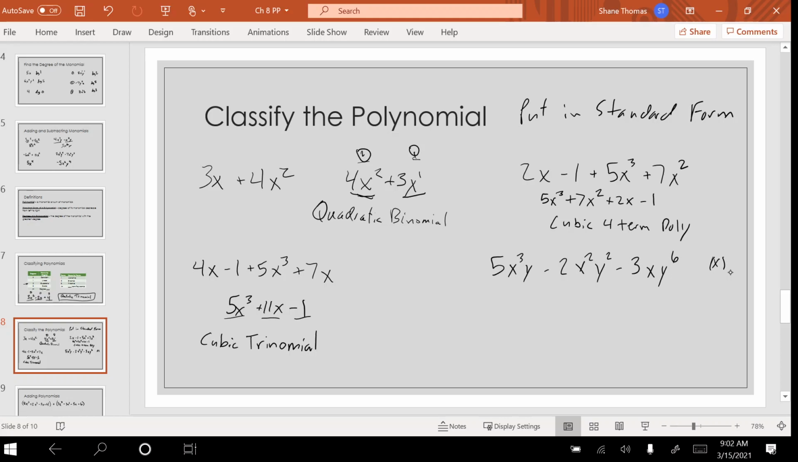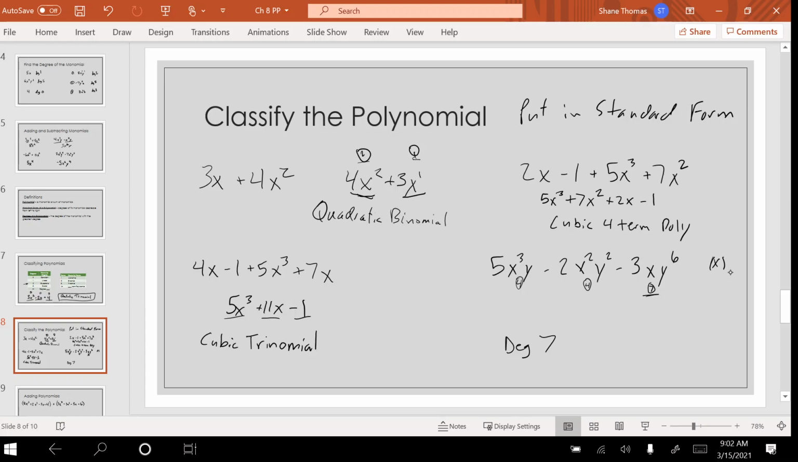So what's the degree of this guy? 6? Where'd you get 6 at? Close. So this would have a degree of 4, right? Add the exponents. This is a degree 4. What would this degree be? 7. So what's the degree of the whole thing? Biggest number is 7. So it's a degree 7. So that's the biggest one.